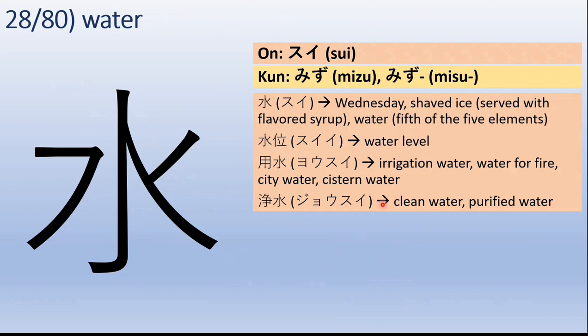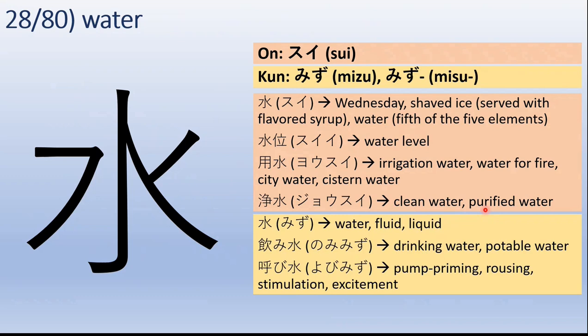Then we have Josui, which means clean water or purified water. In Kun'yomi, we call water as Mizu, water, fluid, or it may also indicate liquid. Then we have Nomi Mizu. Nomi Mizu means drinking water or potable water. Nomi means to drink, and Mizu means water, so drinking water. Then we have Yobi Mizu, which means pump, priming, rousing, stimulation, or excitement. So this is altogether a totally different meaning that this combination of the water radical with these parts gives.